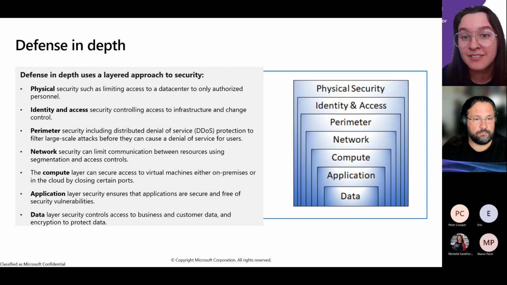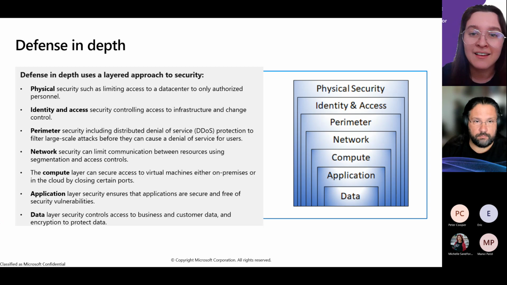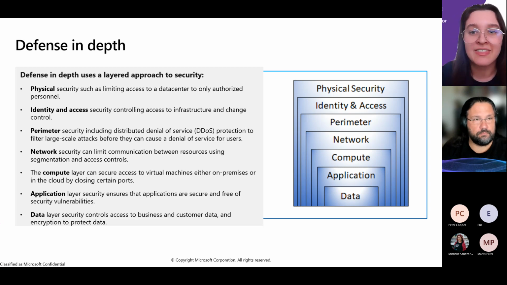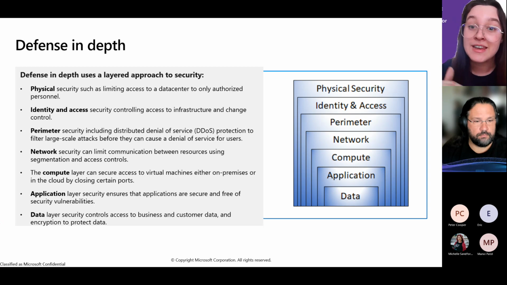Examples of layered security might be, first, physical security, such as limiting access to data centers. Then you have identity and access. This layer is all about double checking that access is only granted to those who need it and what they need it for. Then you have the perimeter, which is all about filtering large scale attacks. And then you have the network.